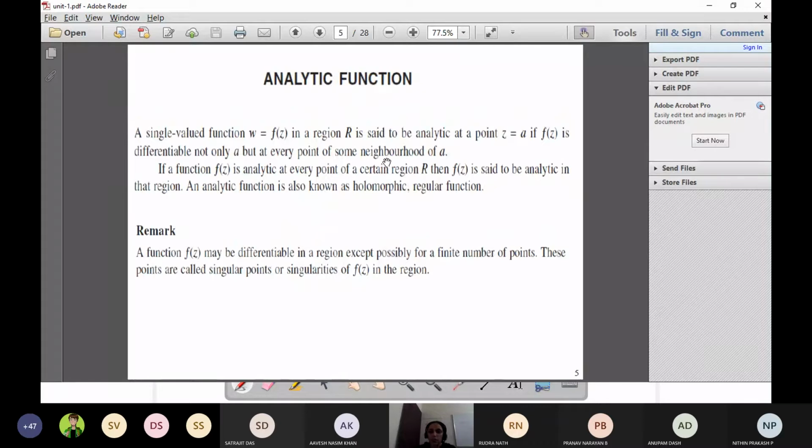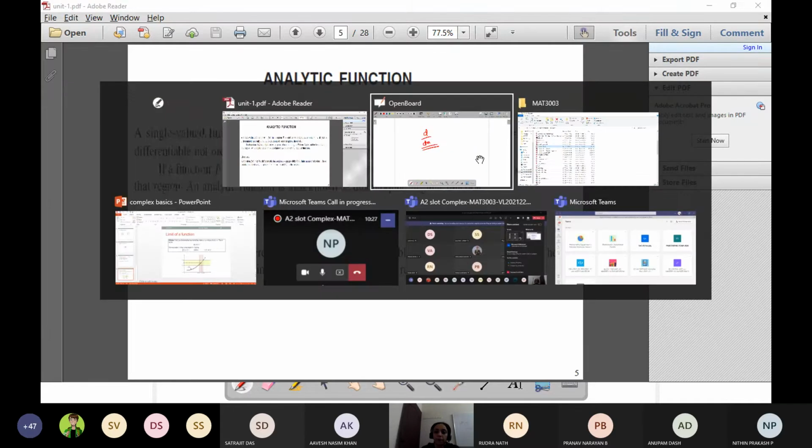Now these are basically the definitions of an analytic function. You have to remember these definitions; definitions are also important. Just listen, concentrate. A single valued function w equal to f of z in the region R is said to be analytic at a point z equals a if f of z is differentiable not only at a but at every point of some neighborhood of a. Let me explain it.